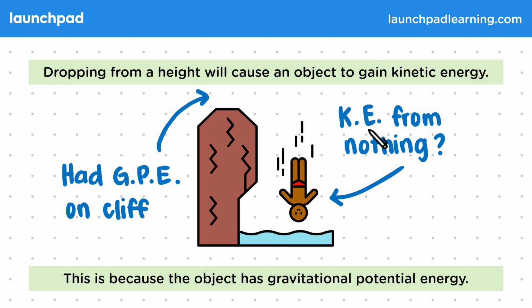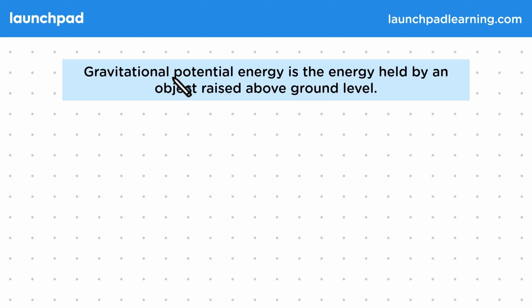Remember that KE is kinetic energy and GPE is gravitational potential energy. So gravity is doing work to convert the gravitational potential energy to kinetic energy. But what exactly is gravitational potential energy? Well, gravitational potential energy is the energy held by an object raised above ground level. This can also more generally be defined as the energy held by an object within a gravitational field.